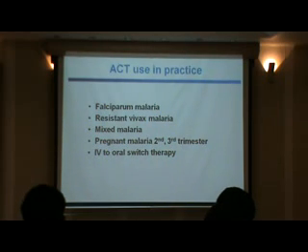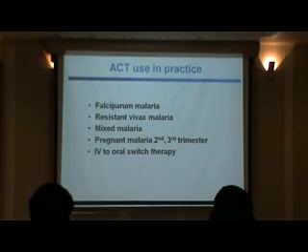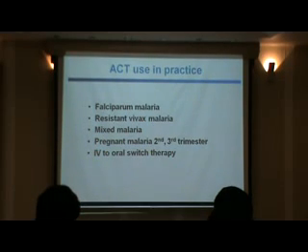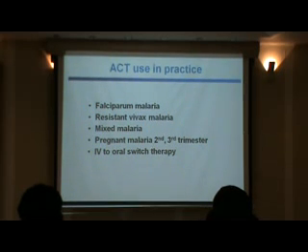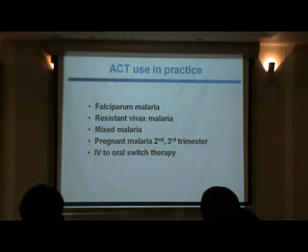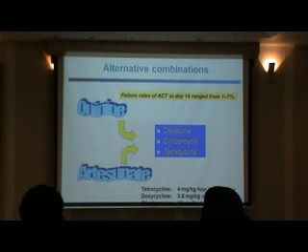Normally, artemisinin combination therapy is in practice for falciparum malaria, for those vivax cases resistant to chloroquine or other drugs, and in mixed malaria infection; normally the choice of drug is artemisinin combination. In pregnant ladies, it can be safely used in the second and third trimester. It is not advisable to use artemisinin combination in the first trimester. And it is good to switch over from IV to oral because it is very handy.